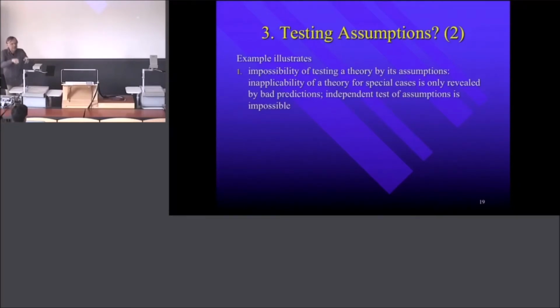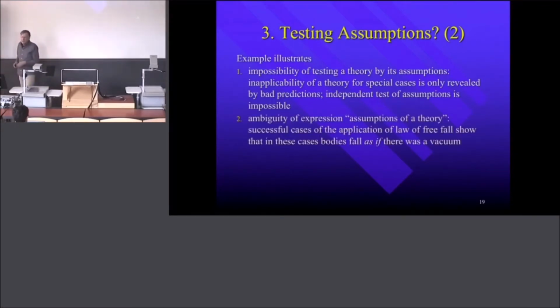by discussing and testing the assumptions. The assumption being vacuum, there is no vacuum, so there is no testing. You can't say that. The inapplicability of a theory for special cases is only revealed by bad predictions, and an independent test of the assumptions is impossible, right? So whether air pressure is close enough to zero can only be tested if you use that assumption in a theory and then you look at the predictions. There's no independent test possible. And that's quite plausible if you look at the example, right? And second, there's an ambiguity in the expression assumption of a theory.